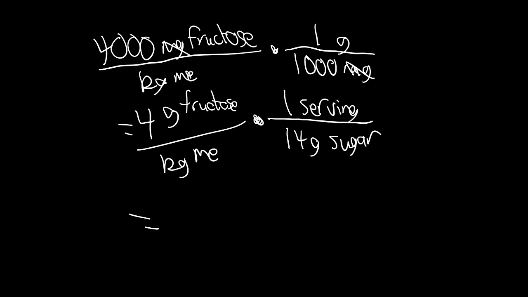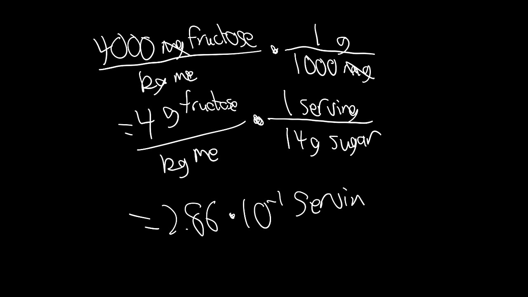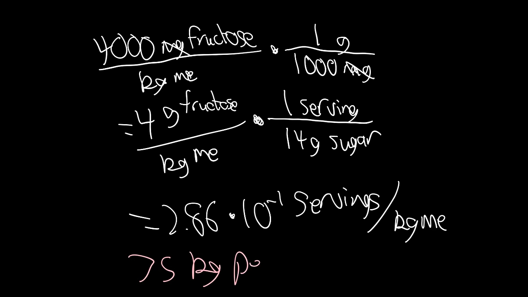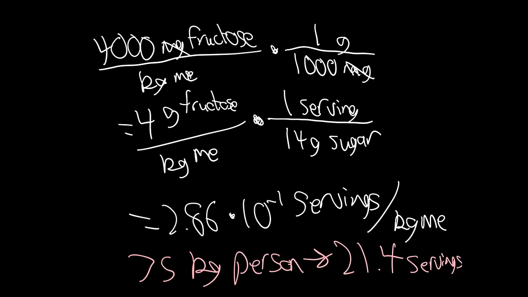Finally, we just multiply across to achieve the end result of 2.86 times 10 to the negative first servings of Gatorade per kilogram of weight. As an example of how to use this result, assuming that I weigh 75 kilograms, this means it would take me about 21.4 servings of Gatorade to receive a lethal dosage of fructose from Gatorade. Now that we've solved part A, let's go ahead and move on to part B. And for that, we have Alvin.